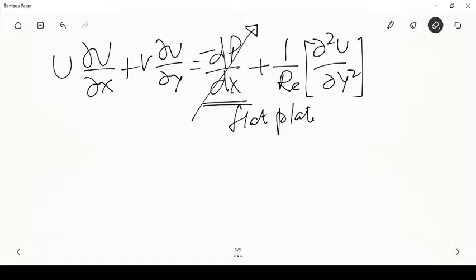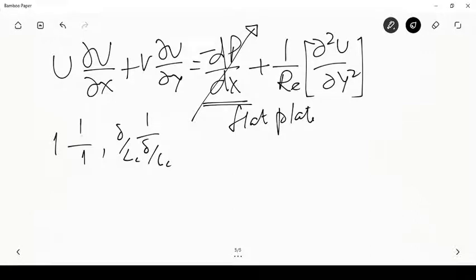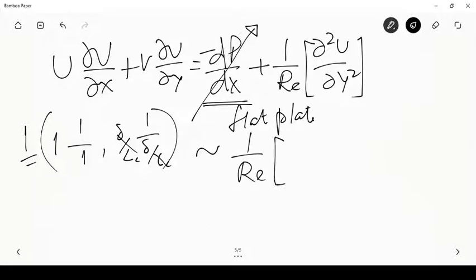In this equation, if I again do the order of magnitude analysis, I know the order of magnitude of delta also, which I can use later. Basically I'll get 1 and delta by LC times 1 over delta by LC, those are the two terms on the left hand side. So this cancels out with this, and both of these are of the order of 1. And this is of the order of 1 over Re multiplied by 1 over delta by LC the whole square.